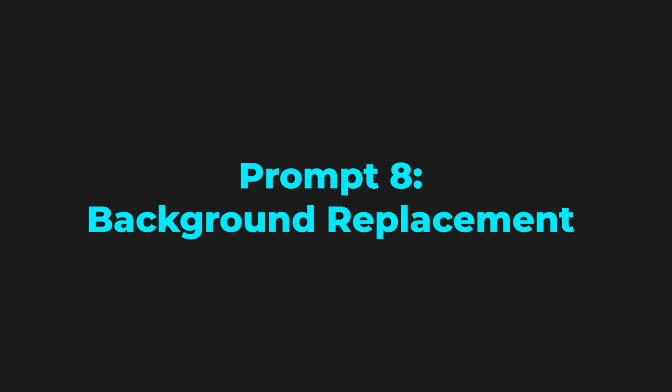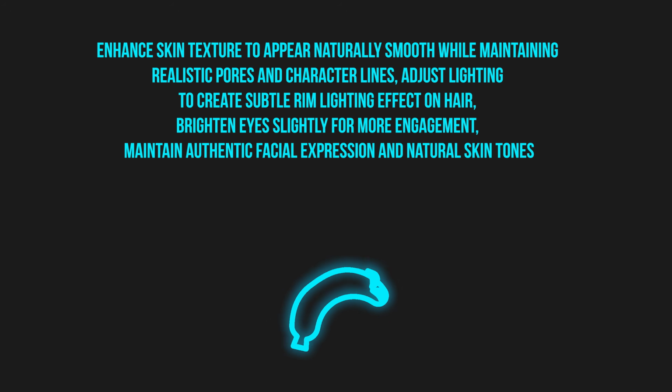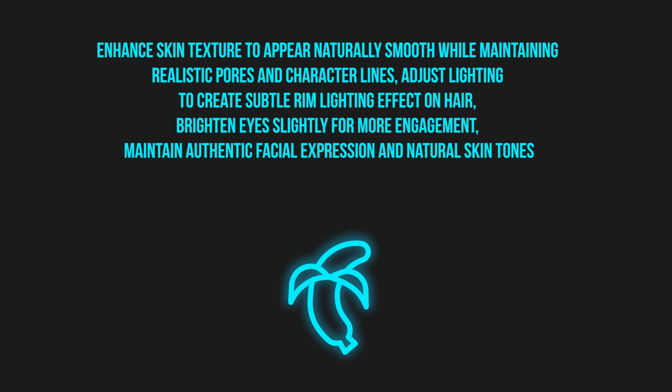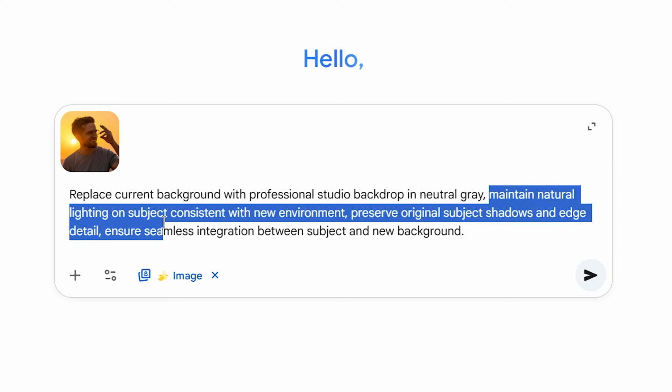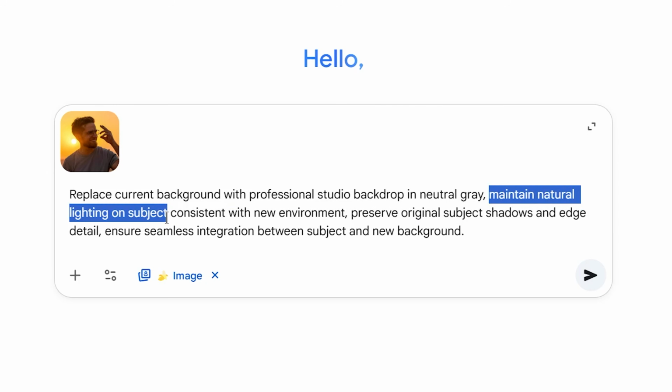Background replacement is one of the most practical applications of AI image editing, but it's also where I see the most failures. Here's my tested approach. The critical elements here are maintain natural lighting on subject and preserve original subject shadows, because these details make the difference between convincing replacement and an obvious fake.